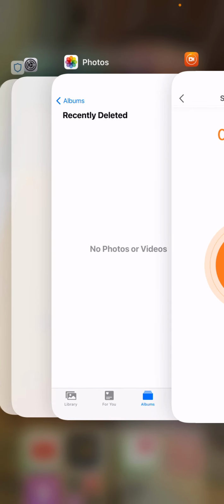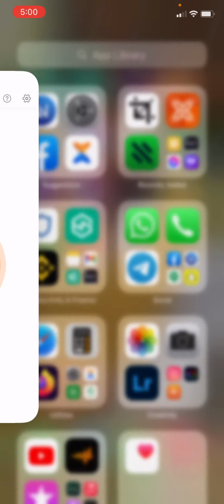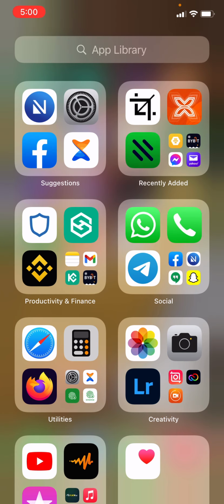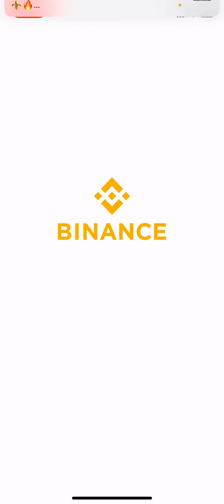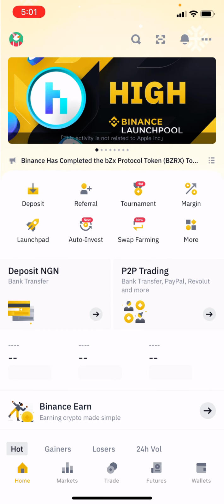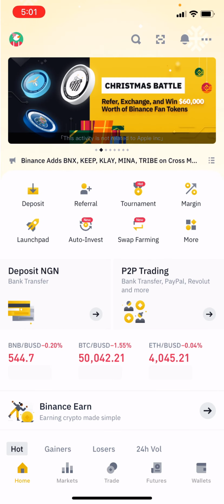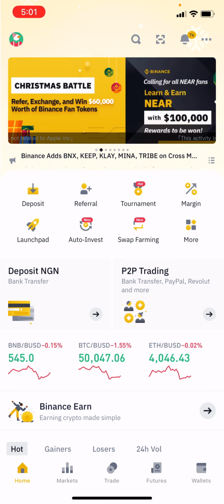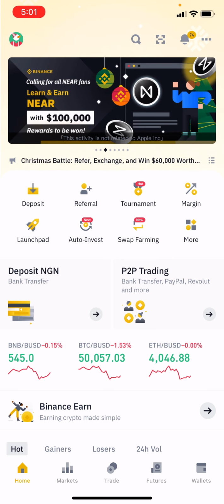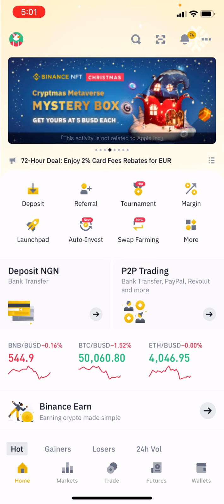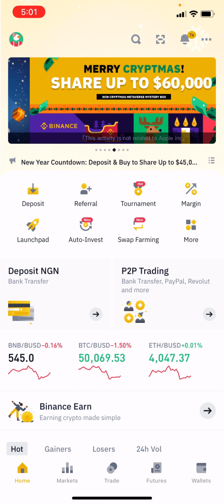Good day, guys. I will be teaching us how to trade on futures trading. We'll be using Binance as a case study today. So make sure your Binance is funded with USDT. Make sure it's funded with USDT.